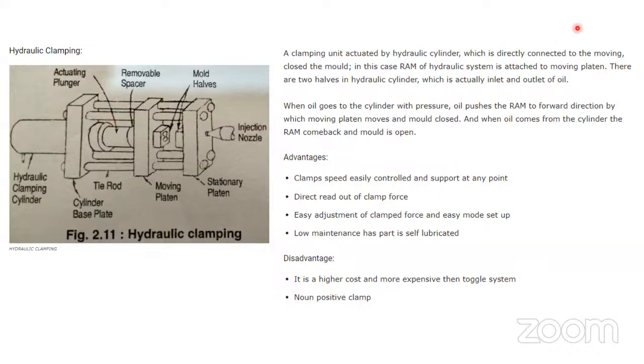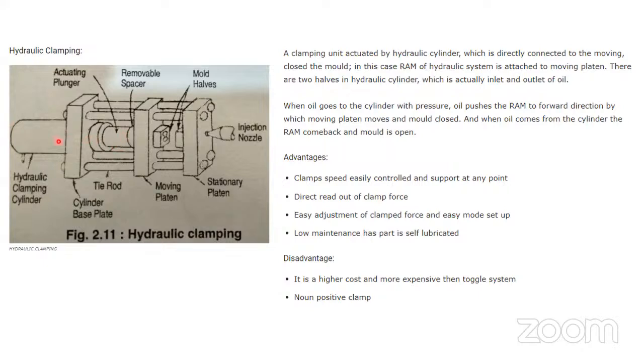A clamping unit, see here, a clamping unit actuated by the hydraulic cylinder, which is directly connected to the moving platen. In this case, a ram hydraulic system is attached. Therefore, there are two hydraulic cylinder ports here, which are actually the inlet and outlet of the oil. Here the inlet is given, this is the inlet, this is the outlet, here is the outlet of the oil, right, and the cylinder and piston are there, friend.